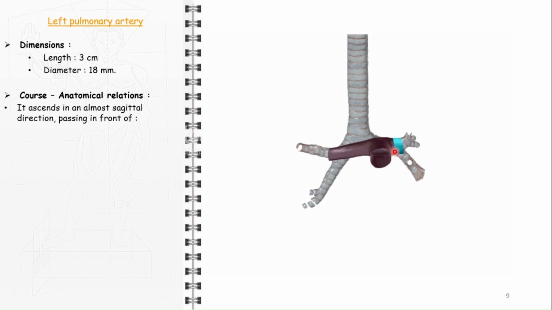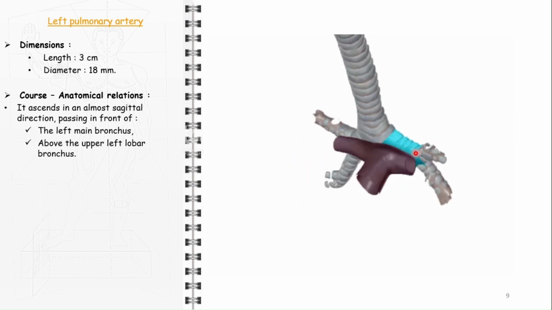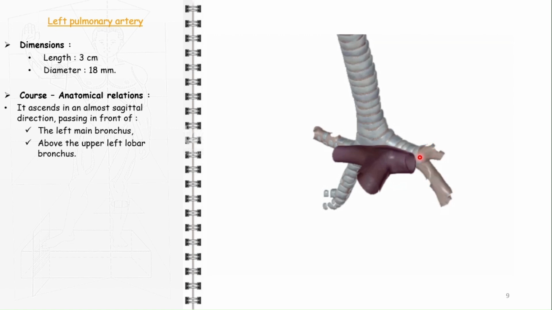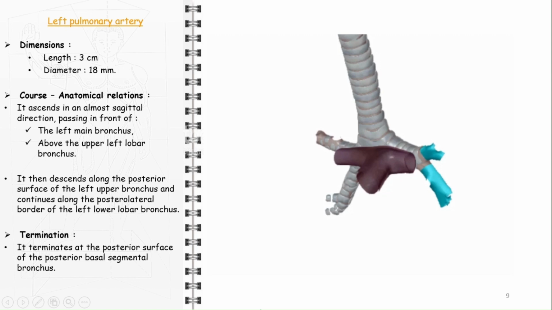It ascends in an almost sagittal direction, passing in front of the left main bronchus and above the left upper lobar bronchus. It then descends along the posterior surface of the left upper lobar bronchus and continues along the posterolateral border of the left lower lobar bronchus. It terminates at the posterior surface of the posterior basal segmental bronchus.